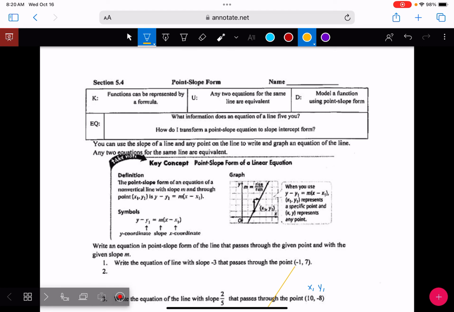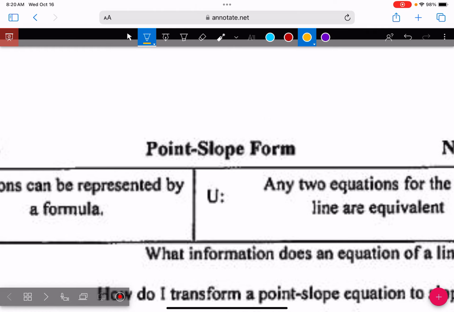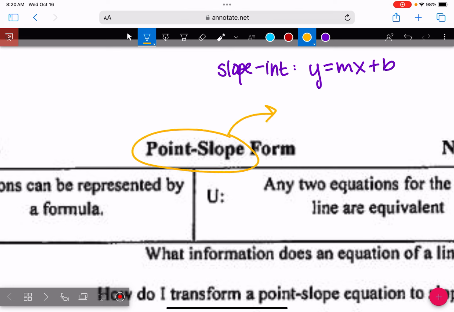Okay, so today we're going to be talking about point-slope form. Point-slope form is another form of an equation of a line. We're used to seeing slope-intercept form, which, as a reminder, looks like y equals mx plus b. Okay, that's slope-intercept form. Today we're going to be talking about point-slope form, and point-slope form looks like y minus y1 equals m times x minus x1. And I'll keep referring to that formula throughout this.